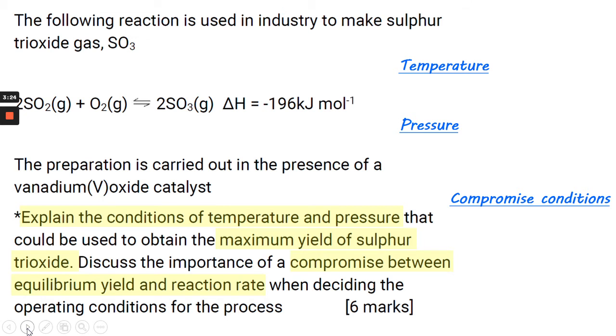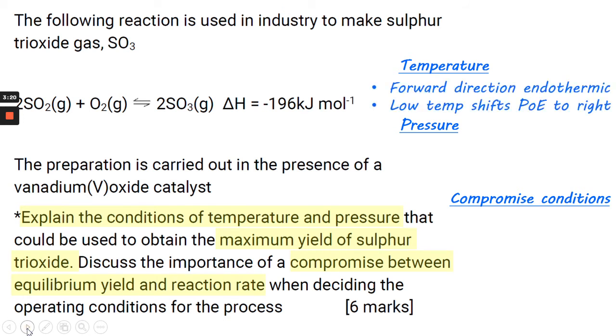So let's have a think about what the temperature and pressure aspect might be first of all. Well, you can clearly see that the delta H value is negative, so that means the forward reaction must be exothermic. The low temperature would shift the position of equilibrium to the right hand side, which gives us our sulfur trioxide, so that's favourable.